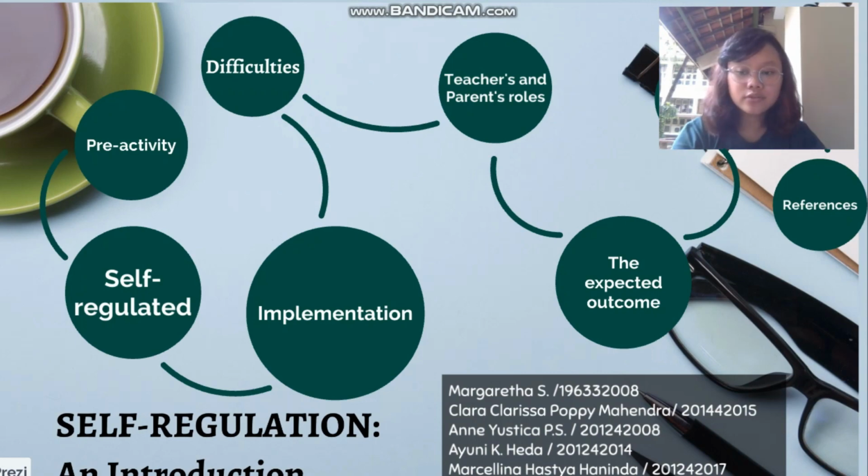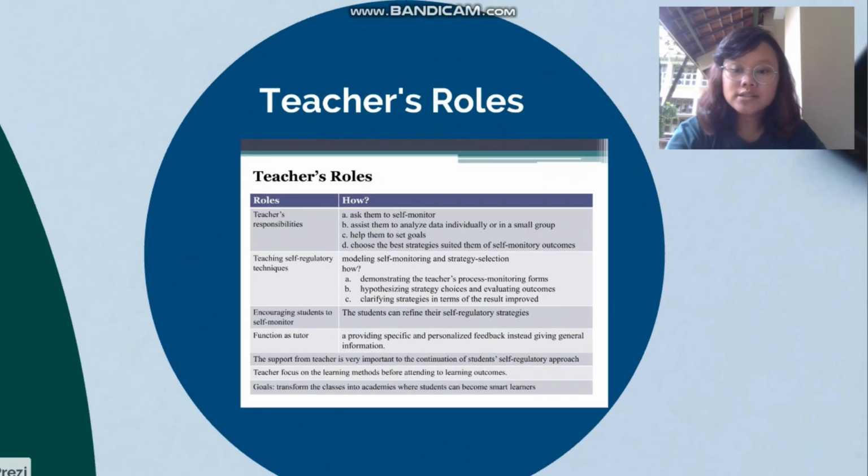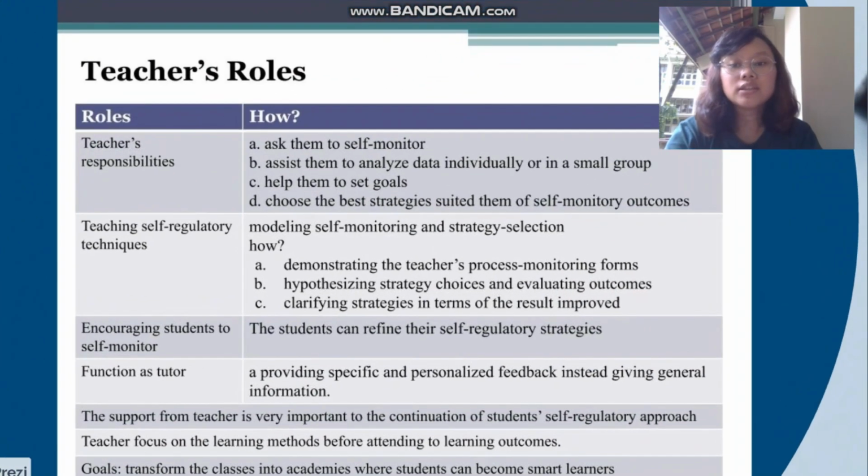In doing self-regulation in the classroom, there must be rules for both teachers and parents. The first one I'm going to explain is the teacher's roles. There are some roles that teachers do. Teachers have some responsibilities in doing their job. How the teachers do their responsibilities is to ask the students to self-monitor. Next is to assist the students to analyze data individually or in a small group. Then help them to set goals and choose the best strategies suited to their self-monitoring outcomes.